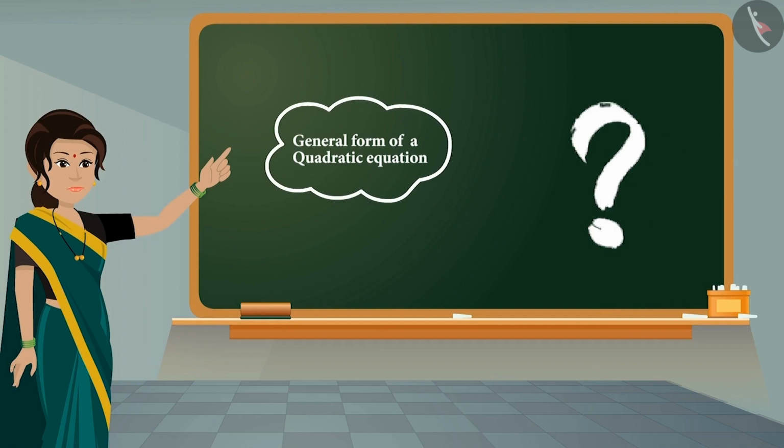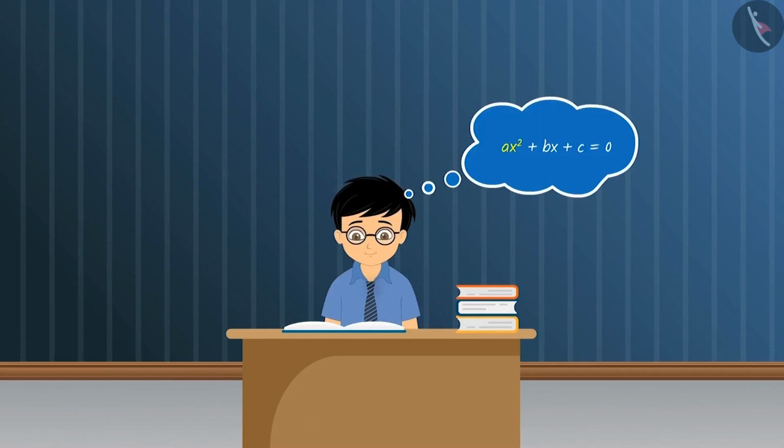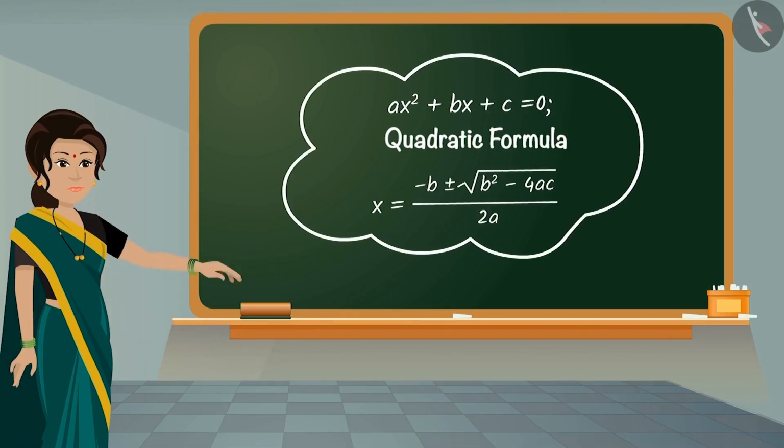Can you say what will be the general form of a quadratic equation? ax square plus bx plus c equal to 0 is the general form of a quadratic equation. We saw in our previous video that roots of a quadratic equation can be obtained with the help of the quadratic formula.